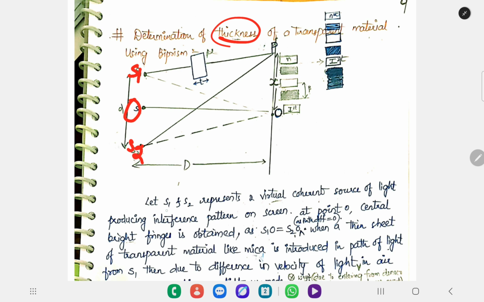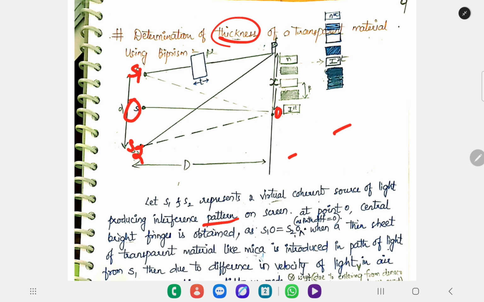Let S1 and S2 represent two virtual coherent sources of light. They are producing the interference pattern on the screen. They produce the interference pattern because there are two waves, and due to that interference phenomenon we can see the pattern on the screen.